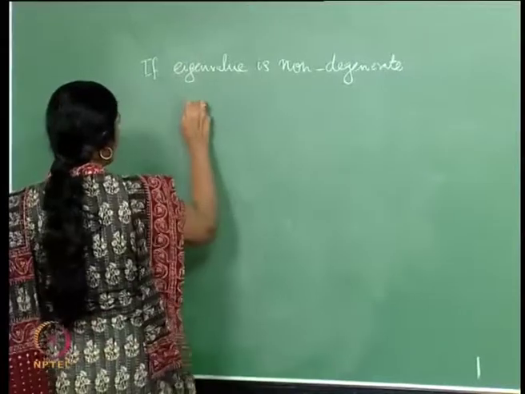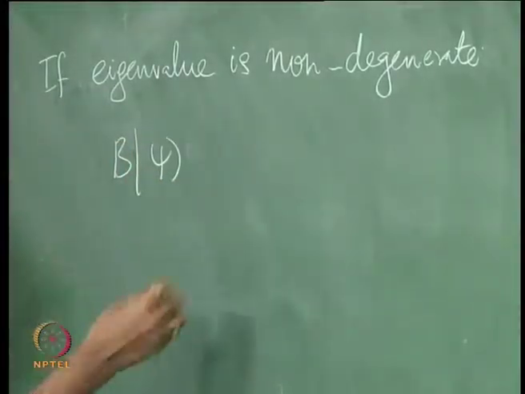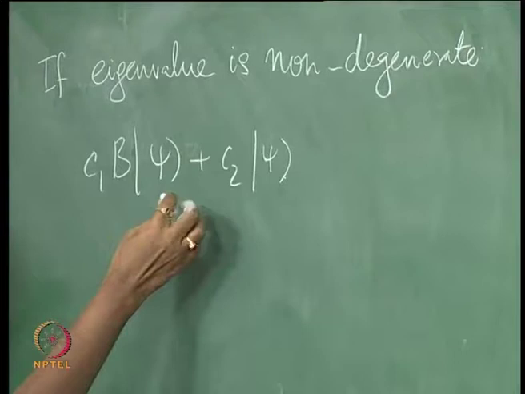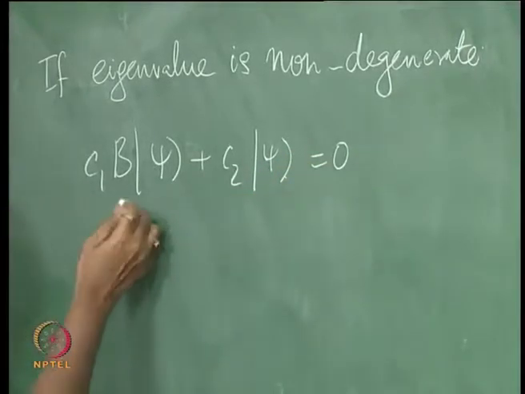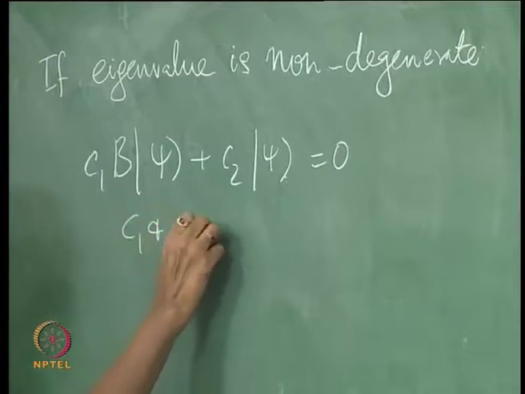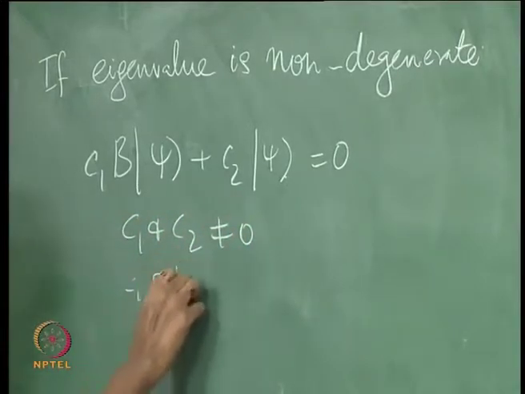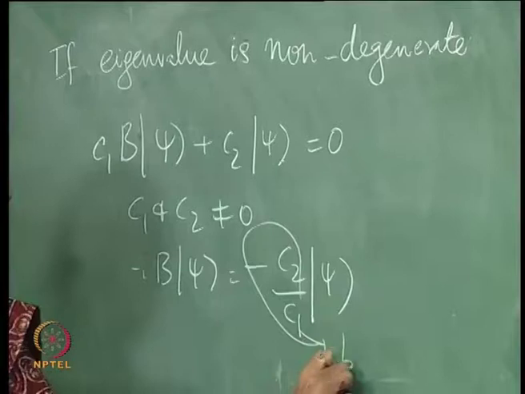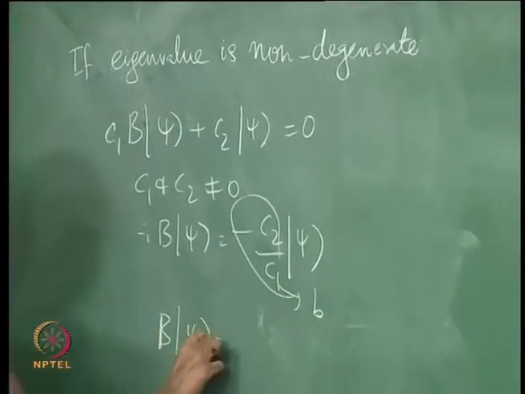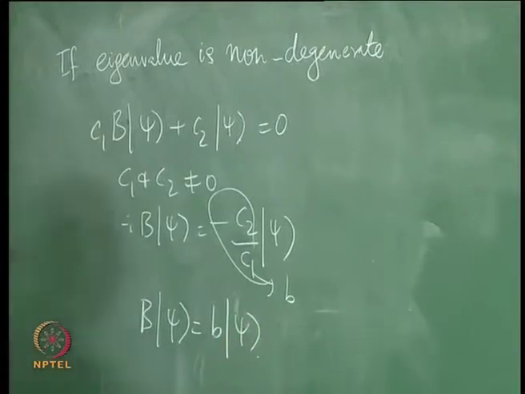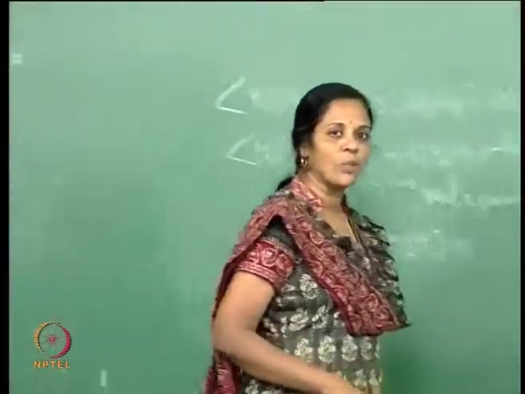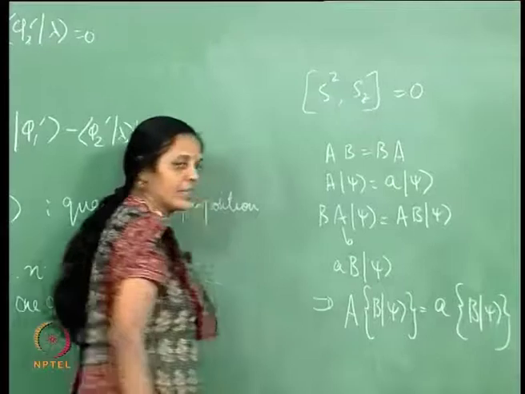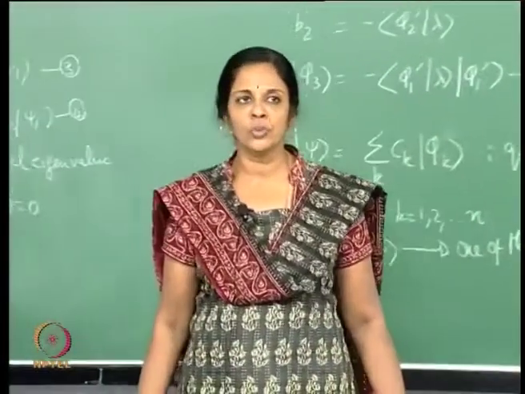it is clear that the new vector B psi is linearly dependent on the vector psi. So, a constant C1 B psi plus C2 psi equal to 0. If there is linear dependence, C1 and C2 not equal to 0, therefore, B psi can be written as minus C2 by C1 psi. This is just a number which I will call b, and therefore, psi is an eigenstate of the operator B with eigenvalue little b, and therefore, I have found a common eigenstate ket psi for the two operators A and B which commute with each other.